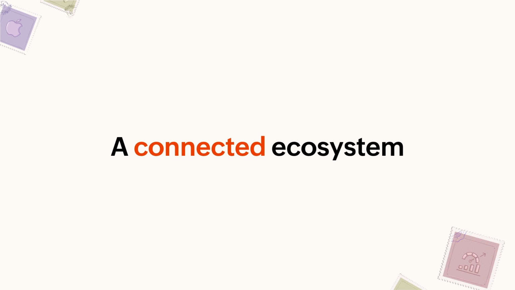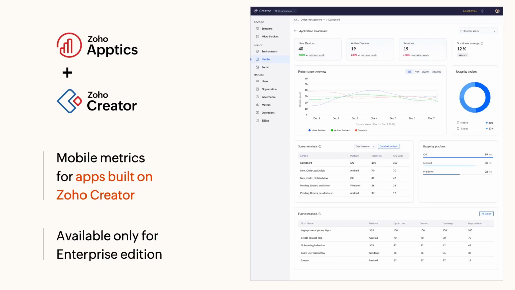Now at Zoho, we believe in the power of connected ecosystem. That is why when you see all our products integrate with each other in a much native way rather than having a superficial integration. So first up coming here is Zoho Aptix with the Creator integration. So the Creator apps that you built, be it mobile or web. Web metrics is already available in Creator. Mobile metrics part is going to be powered by Aptix, and this will be available only for the enterprise edition of Zoho Creator. You will get some basic analytics like how many new devices, active devices, churn ratio, and stickiness as well.